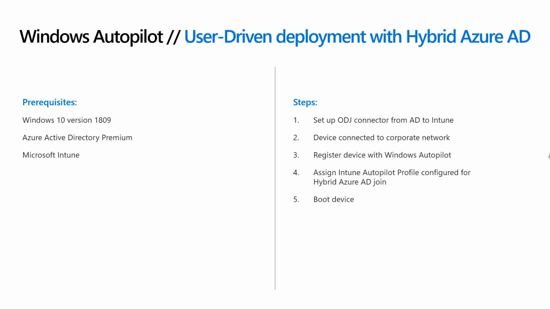network. You need to register your device with Windows Autopilot, and you need to create an Autopilot profile, which says this device must be joined not to Azure AD, but to Hybrid Azure AD, which means local Active Directory and Azure Active Directory, both. And then you boot this device.